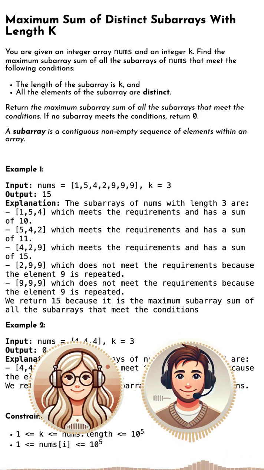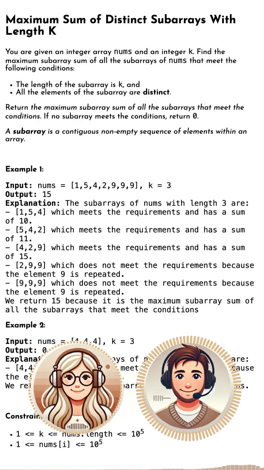Perfect. Our window is back to size 3, and it still has all unique elements. So we compare our new current sum, which is 9, to our current maxim, which is 7. And since 9 is bigger, we update our maxim to 9. You're getting it. We're constantly keeping track of the best solution we've found so far.